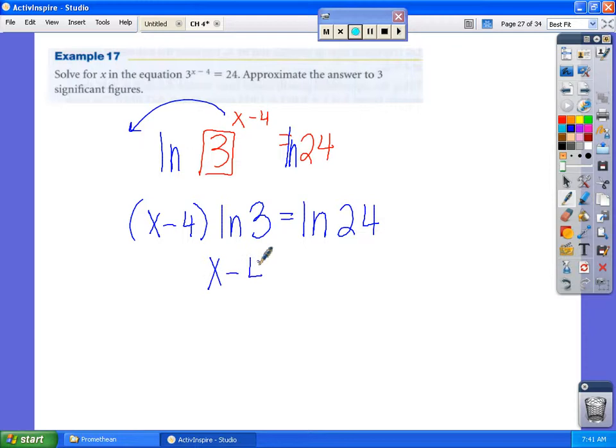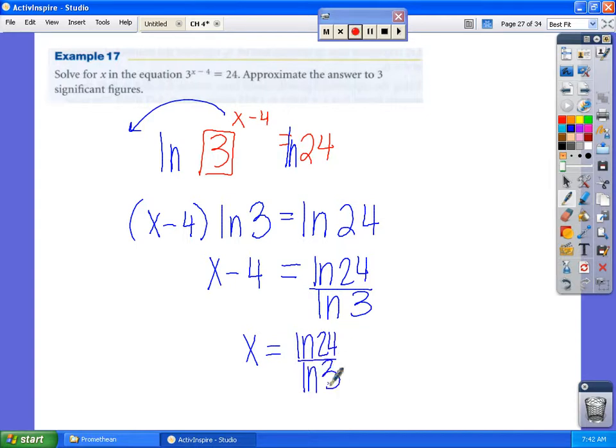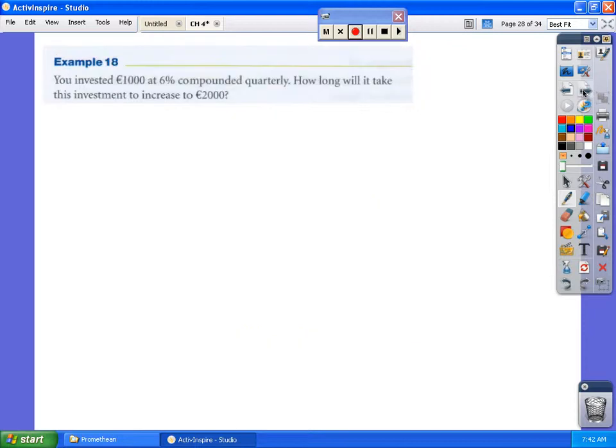Then I get x minus 4 is equal to ln of 24 divided by ln of 3, which does not simplify to ln of 8, by the way. And then x is equal to, put the ln of 24 in the calculator, divided by the ln of 3, and add 4 at the end, and you'll get the final answer. 3 significant figures, please.